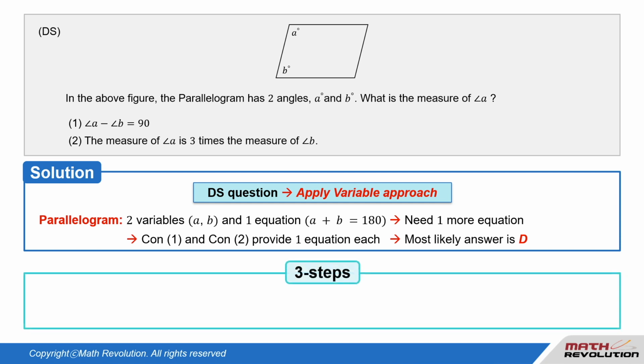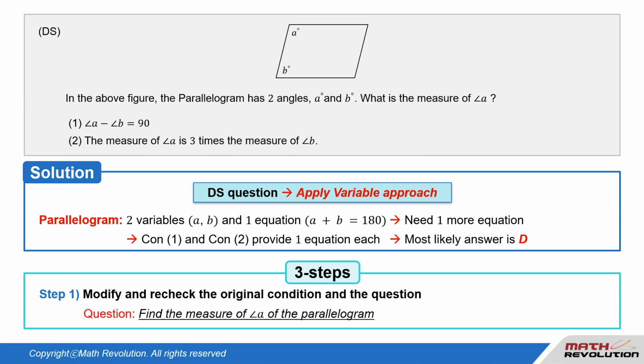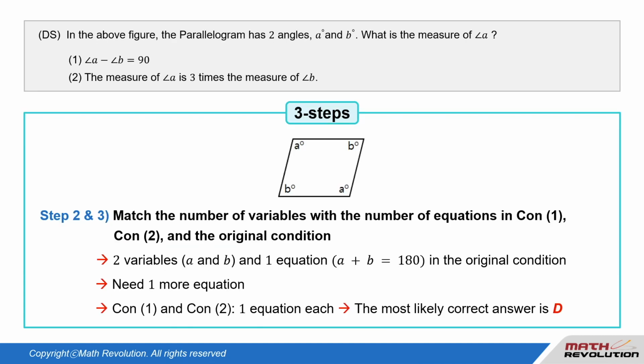Let's apply the 3 steps suggested previously. Follow the first step of the variable approach by modifying and rechecking the original condition and the question. We have to find the measure of angle A of the parallelogram. Follow the second and the third steps from the original condition. We have a parallelogram, so 2 times A plus 2 times B equals 360, or A plus B equals 180, shown as above, and we have two variables, A and B, and one equation, A plus B equals 180.